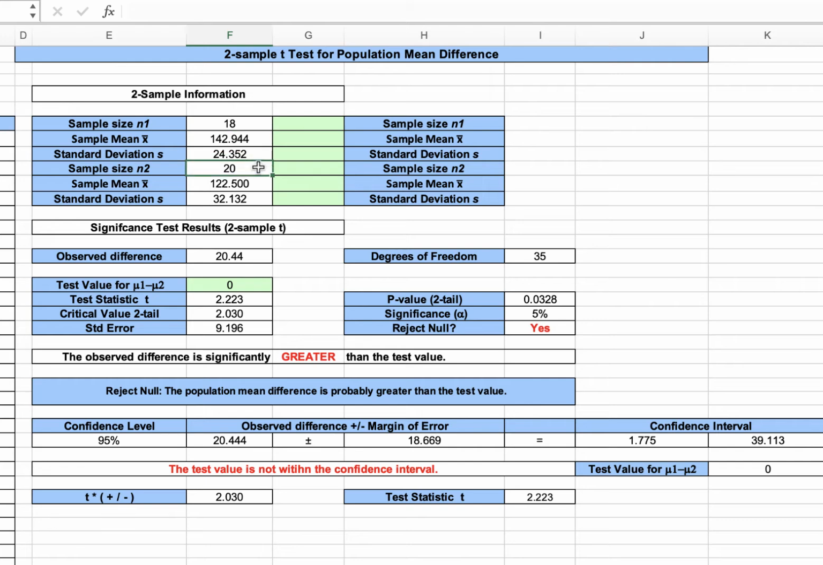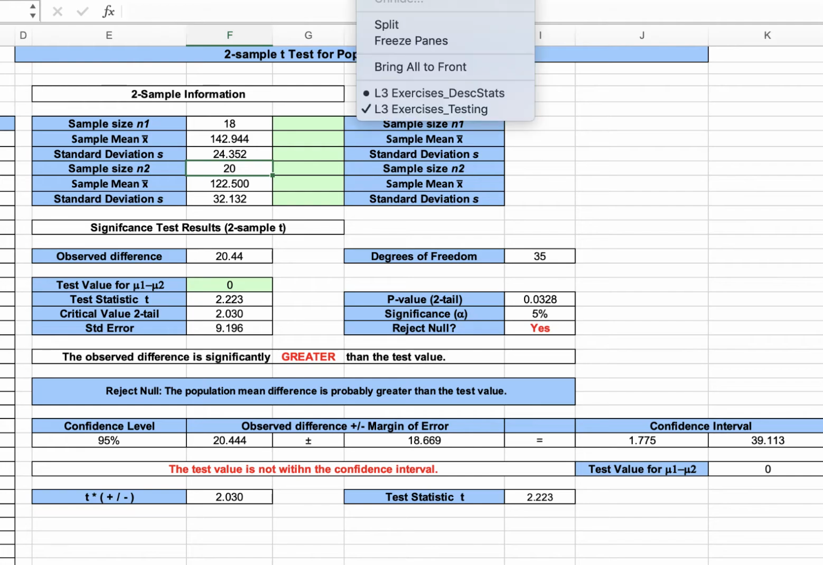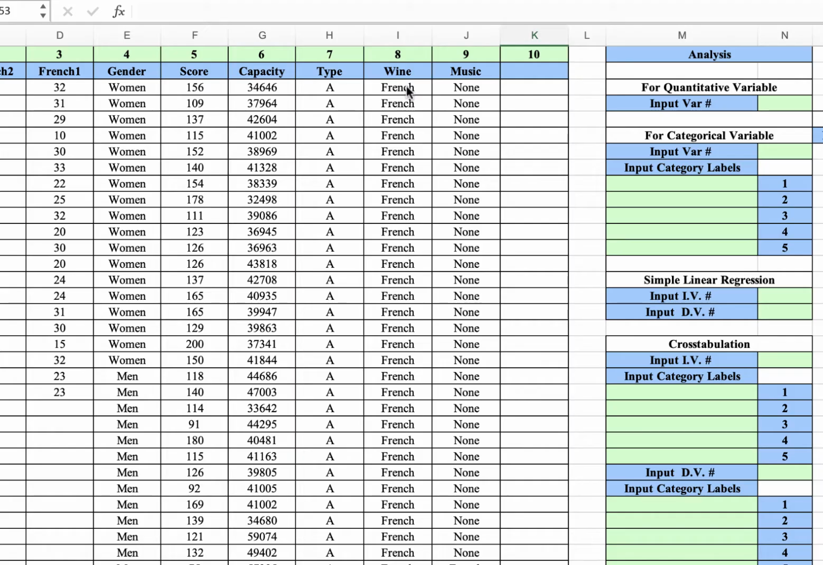Now, in a case where the sample size is relatively small, it's particularly important for us to check our sample data for anything unusual, like outliers that might affect our results. So let's use our group mean analysis to get some visibility.